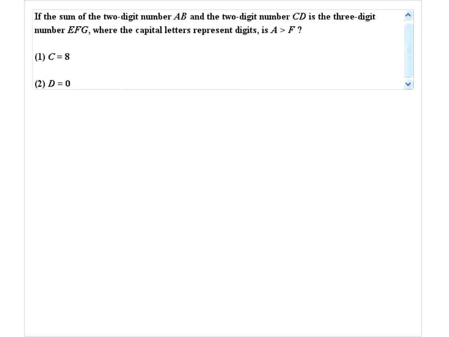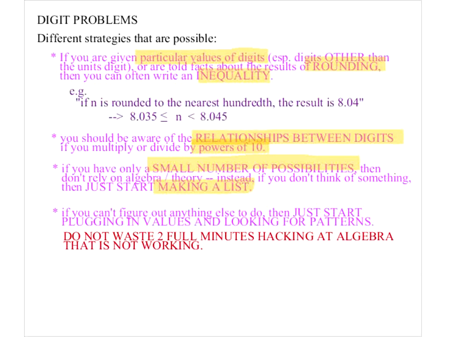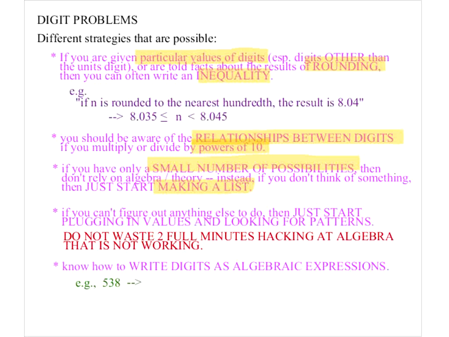What you've got to know how to do is write digits as algebra. For instance, in grade school, when you first learn about 3-digit numbers, they teach you that this 5 is not really worth 5. How much is this 5 worth? It's actually 500. So it's actually 100 times 5, plus that's actually 10 times 3, plus that's actually 8.